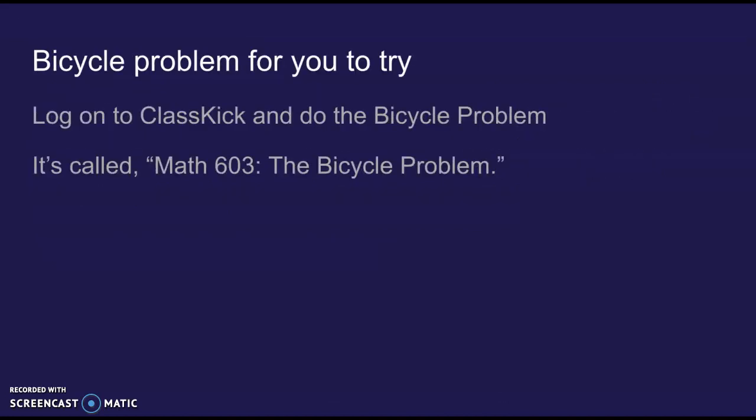And now it's time for you to give this a try. If you go to ClassKick, there is a lesson. It says Math 603, The Bicycle Problem. Some of you had a chance to look at this problem last week on Thursday. Many of you, if not most of you, did not.